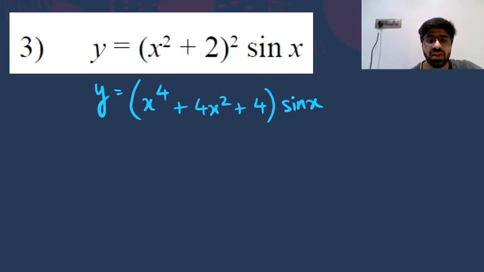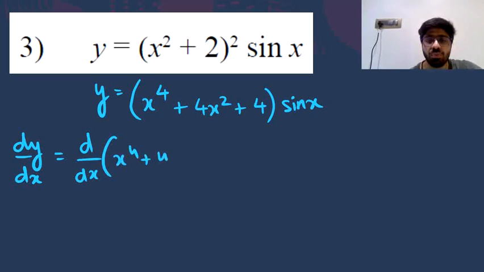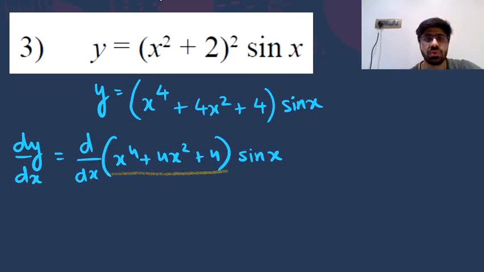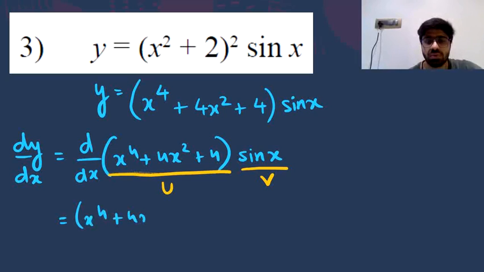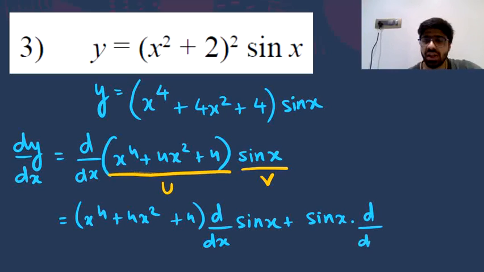So now when you take a derivative on both the sides, the left hand side will be dy by dx. On the right, it will be d by dx of x power 4 plus 4x square plus 4 into sin x. You can treat this term as u, this term as v, and now you can expand the right hand side bracket as u into derivative of v plus v into the derivative of u.